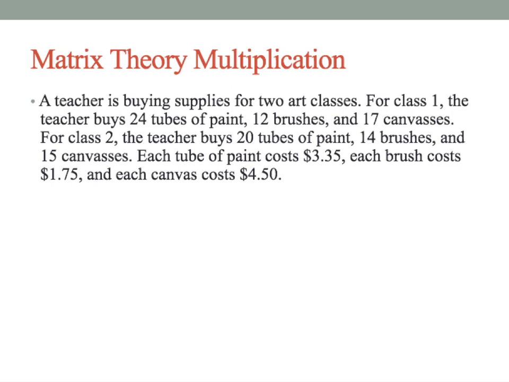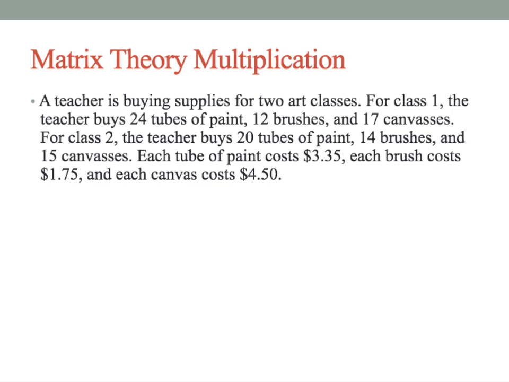All right, now we have a word problem that's a little more complicated. This will be good practice for us setting matrices up. We have basically 2 art classes, and the teacher buys 3 different materials for each class in different quantities, and then we have the costs for each one. So we have tubes of paint, brushes, and canvases.